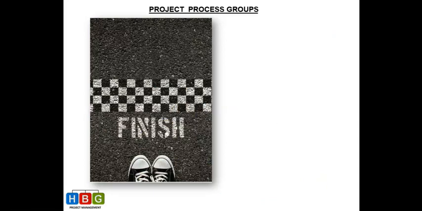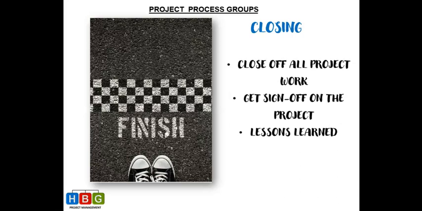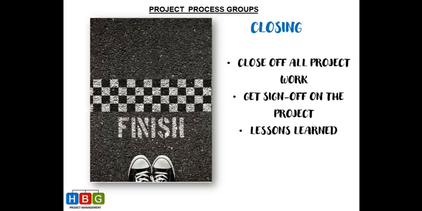Once everything has been executed in the project, we go over to the last process group, and that is the closing of the project. So the project has basically been done and dusted now. Now we need to close it off correctly. These are the main things that need to be done here. We need to close off all the project work. All the work that we are busy with in executing the project, we need to close off now. And we need to say, this is now done and dusted. We need to stop now. We've done what we needed to do.